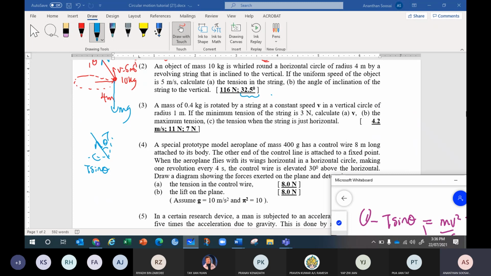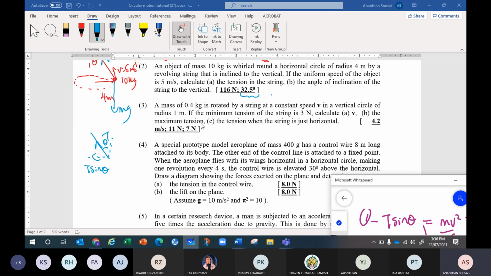Okay, question 3. A mass of 0.4 kilogram is rotated by a string at a constant speed v in a vertical circle of radius 1 meter. So this is the second example we did last time, vertical circular motion. The tension becomes maximum at the bottom and minimum at the top.